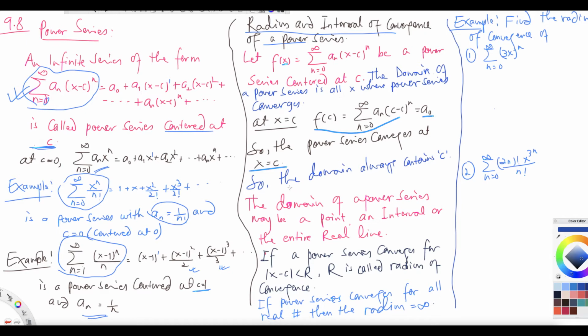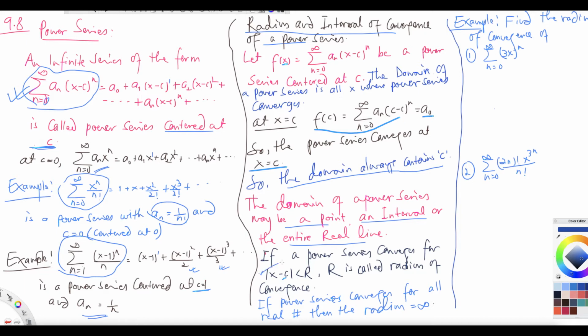So the domain, how did we define the domain of a power series? We say that all values of x where the power series converges is the domain, right? So the domain always contains the center. Okay, the domain of the power series always contains the center, or the center always belongs to the domain of the power series. Okay, so the domain of a power series may be a point, an interval, or the entire real number line.